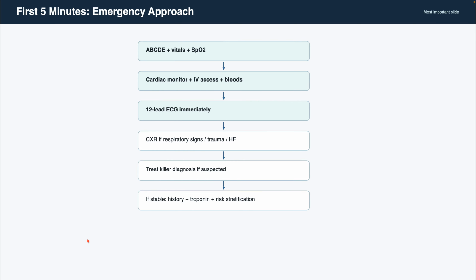Then immediately after that, we put on the 12 lead ECG. Once chest pain is suspected, you need to do an ECG. And if further investigation is needed, we need a chest X-ray. And if a certain diagnosis is suspected, just go for that and treat them.